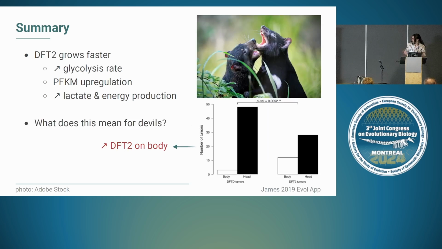So all these results are quite interesting because previous research noticed that DFT2 tumors did tend to occur more often on the body of devils than DFT1 tumors, although most of the tumors occur on the face. And this could be interesting as it might enable DFT2 to find a different niche, since it emerged in a landscape where DFT1 was already mostly prevalent.